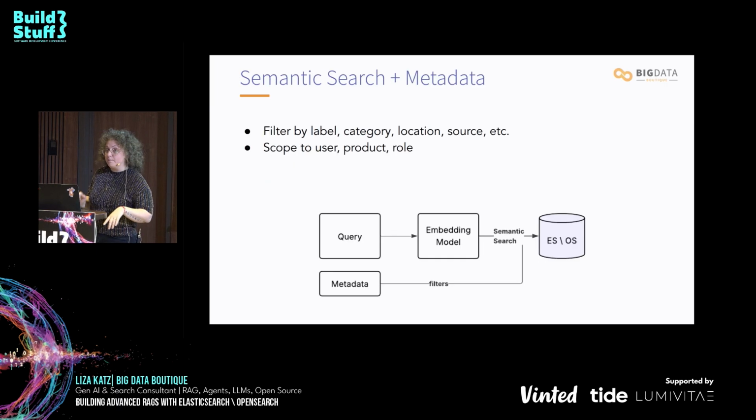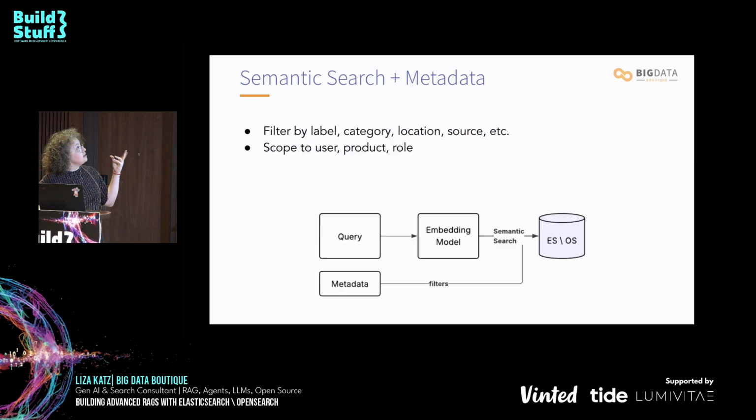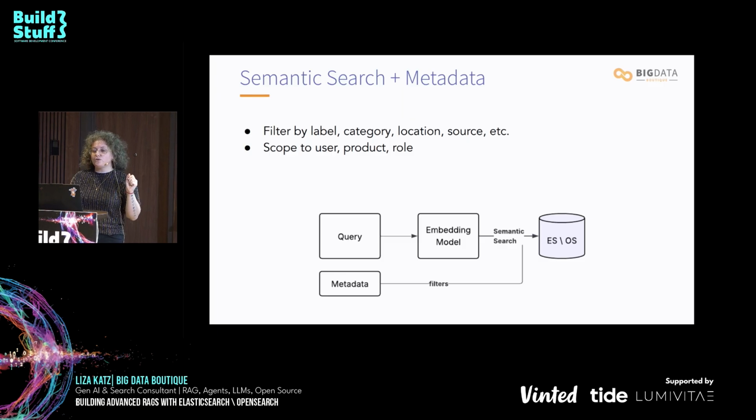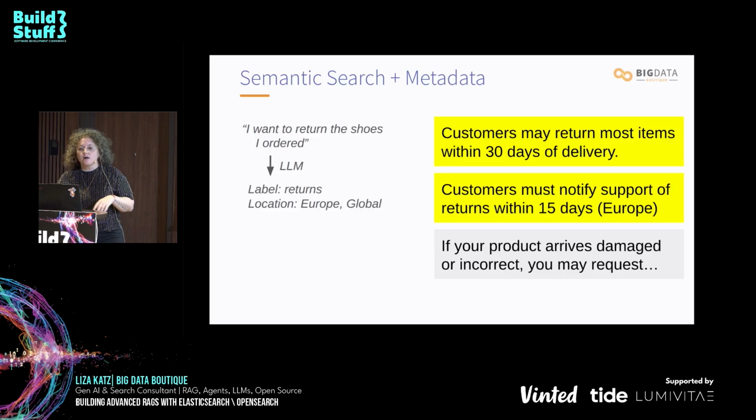So can I do any better? And the answer is obviously yes, because otherwise, why would I be here? So you can try two approaches. The first one being semantic search plus metadata filtering. So we're going to combine the two previous approaches. We're going to do semantic search, but we're going to limit the area that we actually look at by using filters.